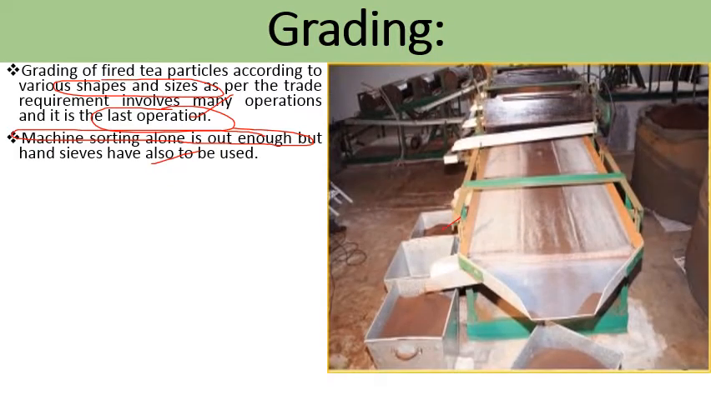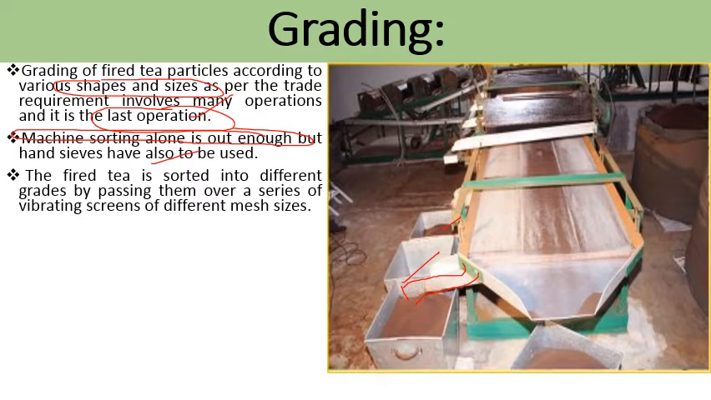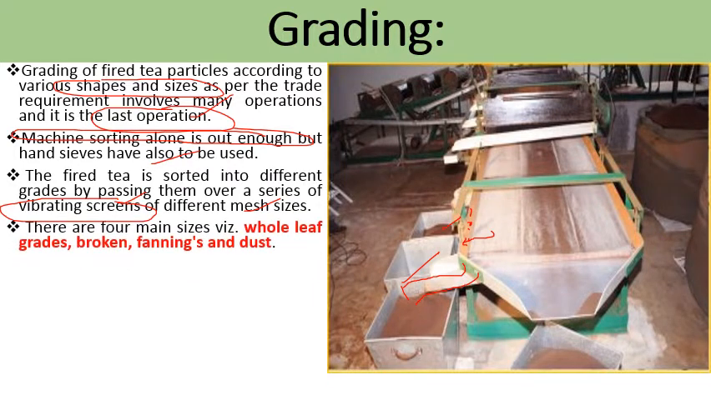We have special machines जिसमें जो different sizes के tea particles हैं उन्हें collect किया जाता है and they are packed. The fired tea is sorted into different grades by passing it over a series of vibrating screens. We have different vibrating screens of different mesh sizes. So they have different pore sizes, और different pore sizes से different particles जो उस size के हैं वो यहाँ से separate होंगे. There are 4 main sizes: whole leaf grades, then broken, and fannings, and the dust, which is the finest tea.